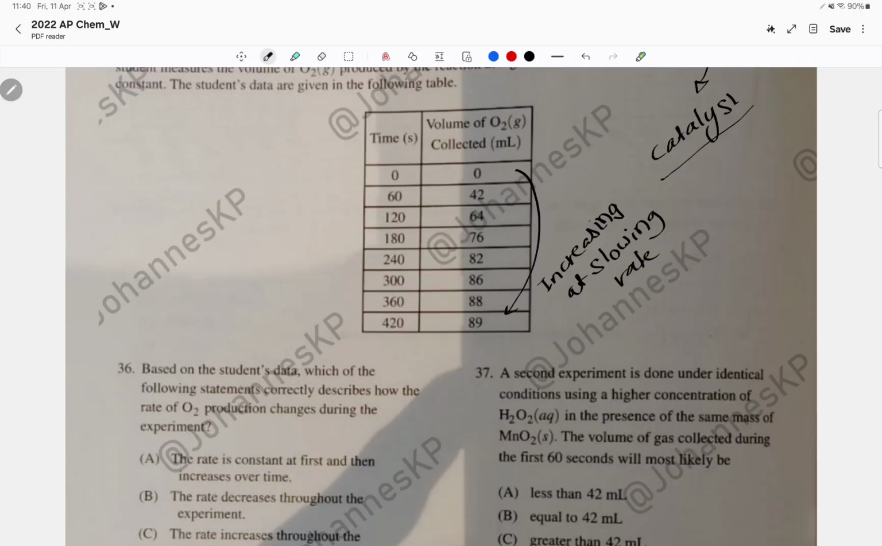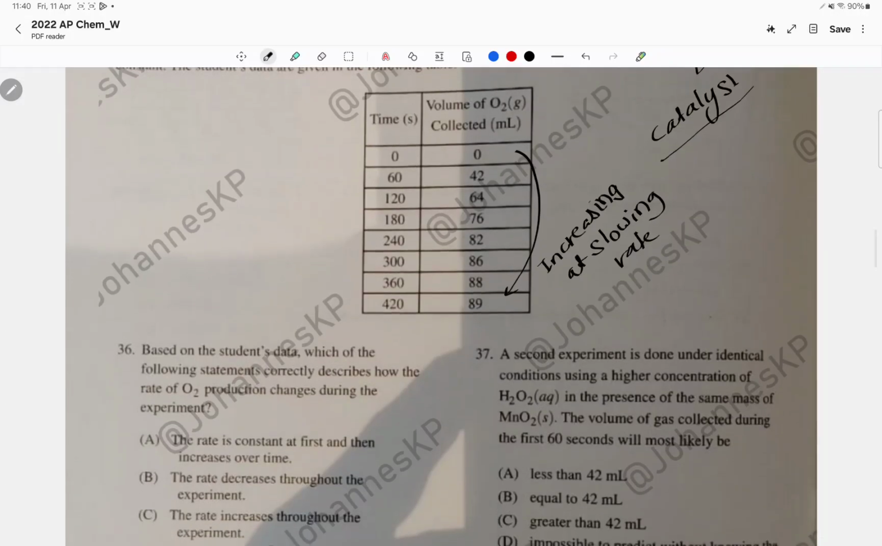No, it's not increasing, because look, from here you do 42 minus 0 over 60 minus 0. Then here you do 64 minus 42 over the same denominator. So the top part of the fraction is decreasing. That means your rate is decreasing over time. So it's B.